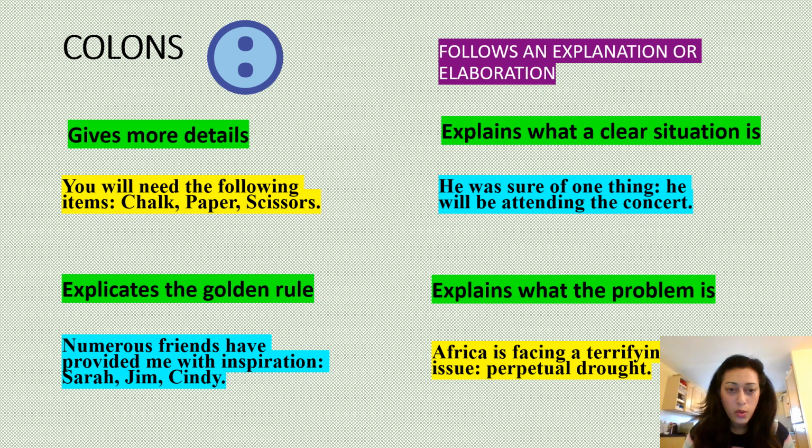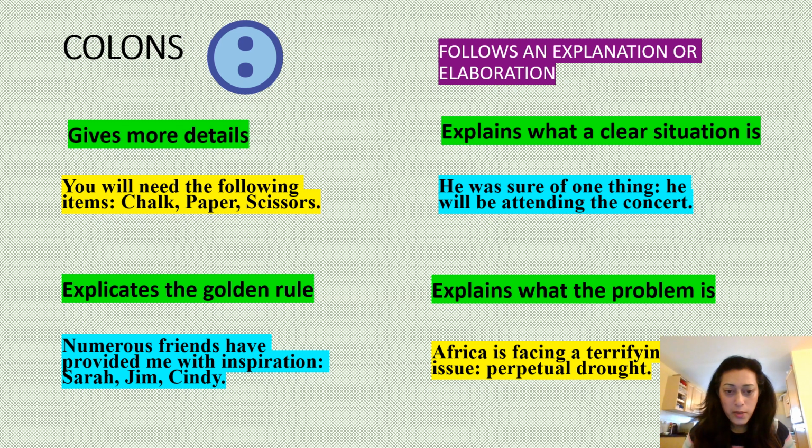Now take a look at the first point, which gives more details. So here you can see: "You will need the following items." Now what are the items? You're starting with a colon: chalk, paper, scissors. Second, it explains what a clear situation is. "He's sure of one thing:" colon. Now what is he sure of? He'll be attending the concert.